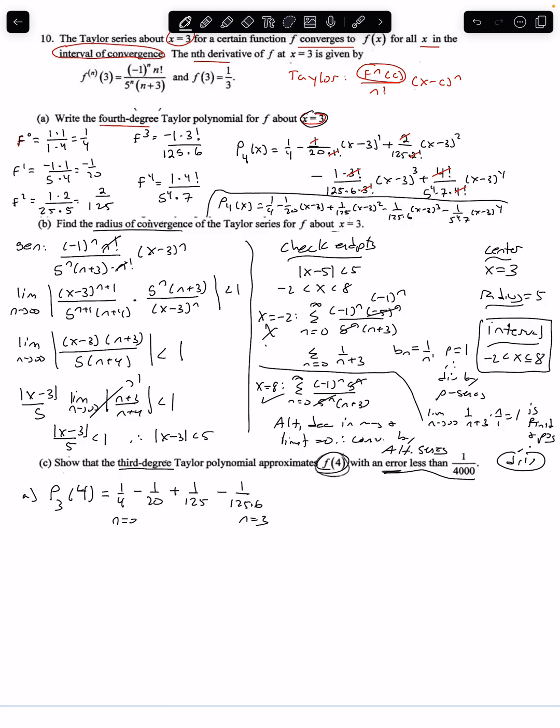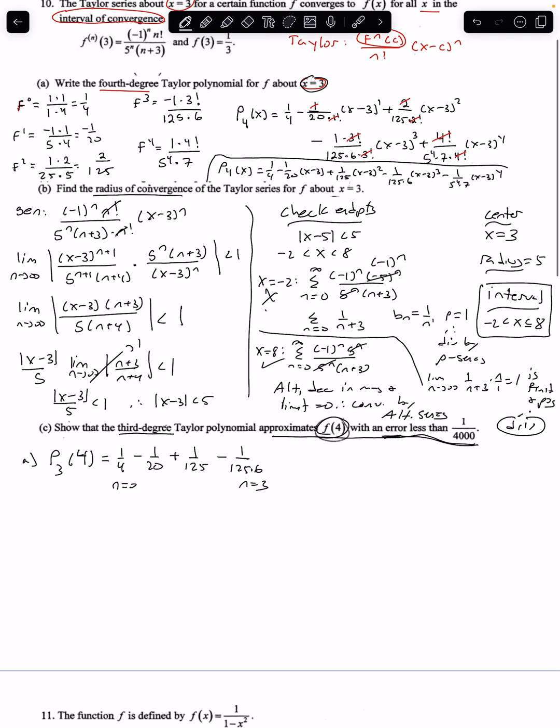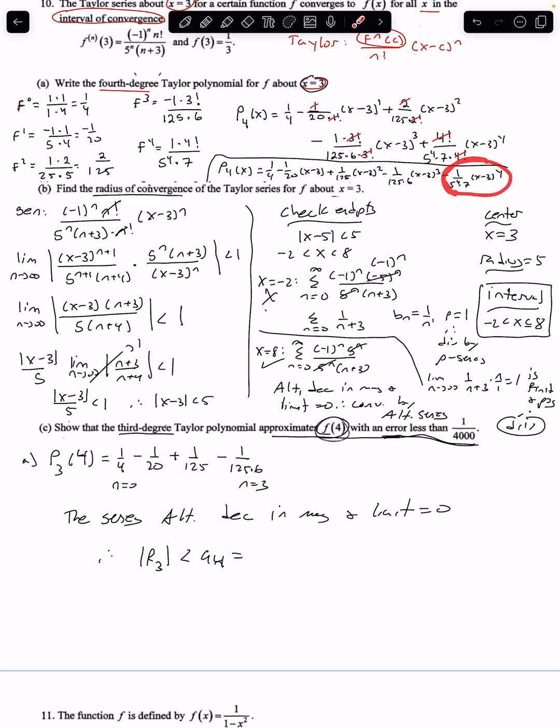Now we want to show that it has an error of less than 1 over 4,000. This is an alternating series, so we could say that the series alternates, decreases in magnitude, and the limit equals 0. Therefore, the error in the third term is less than the fourth term, which we found already. The fourth term was up here. That was this 1 over 5 to the fourth times 7. And I'm just going to plug it in.